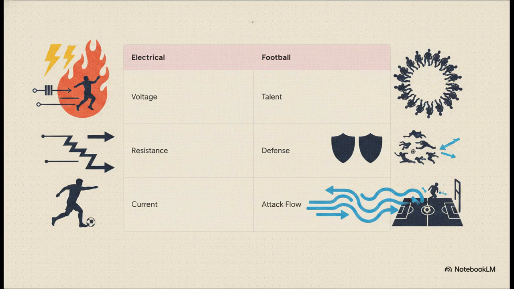Next up, we have resistance. In a circuit, resistance is what fights against the flow of electricity. In our football circuit, resistance is the defense and the pressing from the opposing team, exactly like Rodri tirelessly anchoring the midfield and breaking up plays. And finally, we have the current. This is the actual flow of electricity. On the pitch, current is the attacking flow, the movement of the ball and players successfully advancing toward the goal. So keep these three things in your head. Voltage is talent, resistance is defense, and current is the attacking flow.